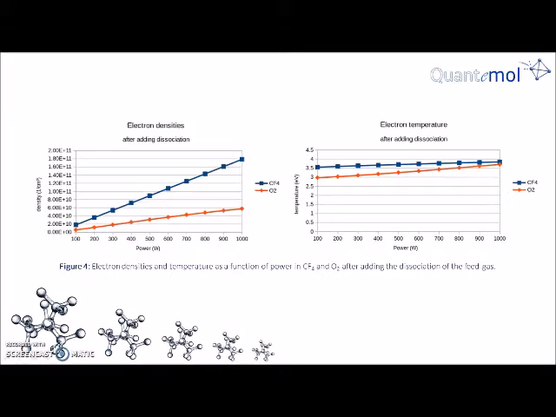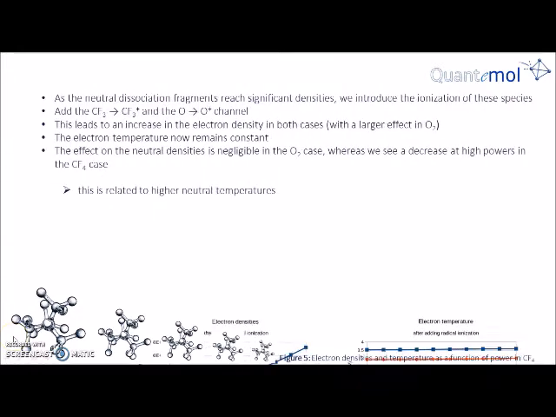If it is uncharacteristically high, you are likely missing important ionization channels, and if it is uncharacteristically low, you are likely missing loss channels.